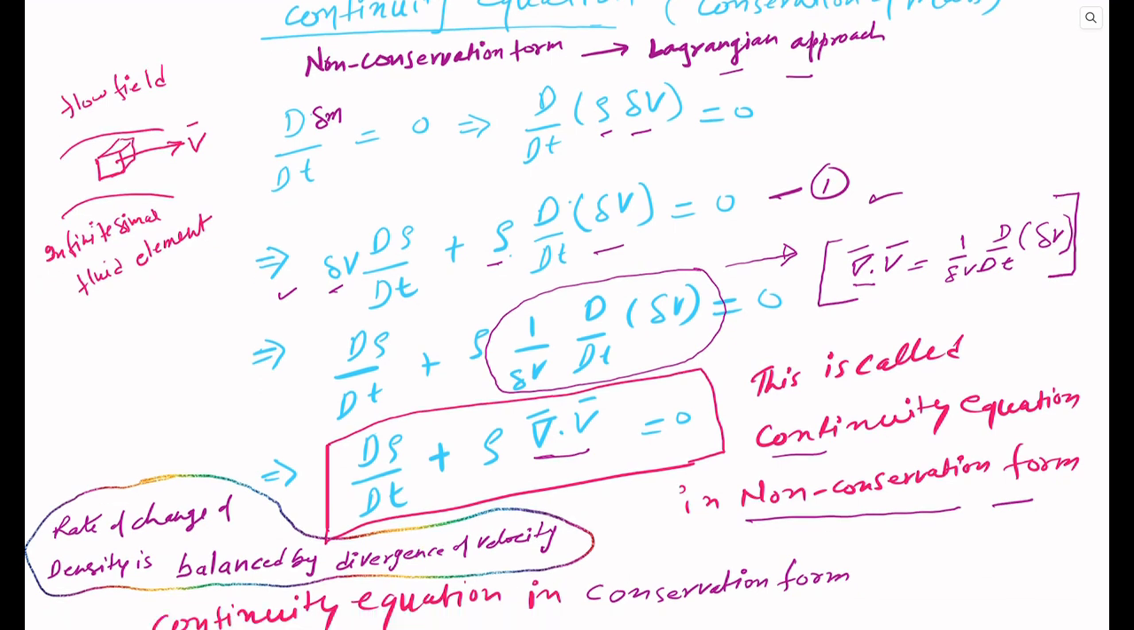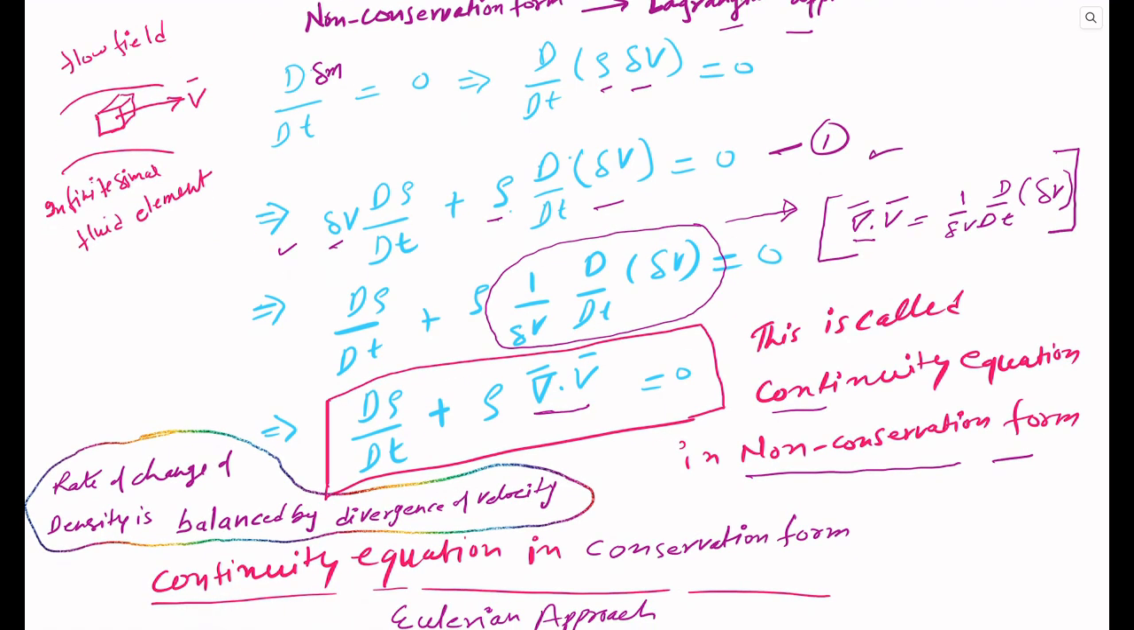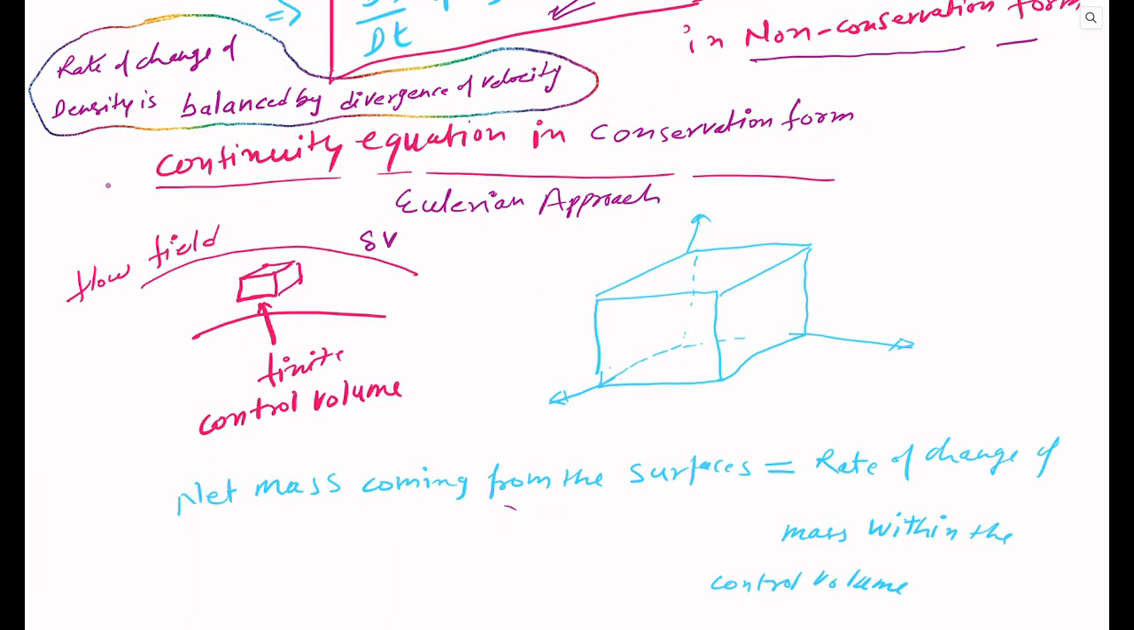Here, if we see, the rate of change of density is balanced by the divergence of velocity. This is the rate of change of density, and this is balanced by the divergence of velocity. Now the continuity equation in conservation form. The conservation form is also called the Eulerian approach.